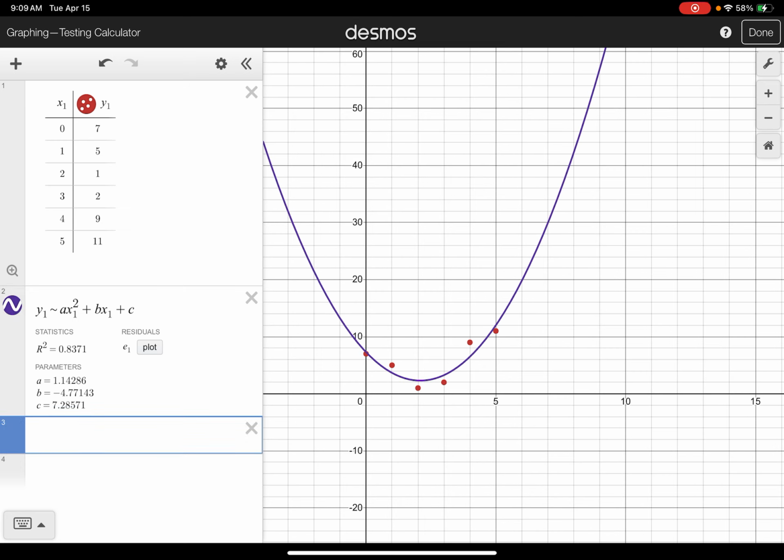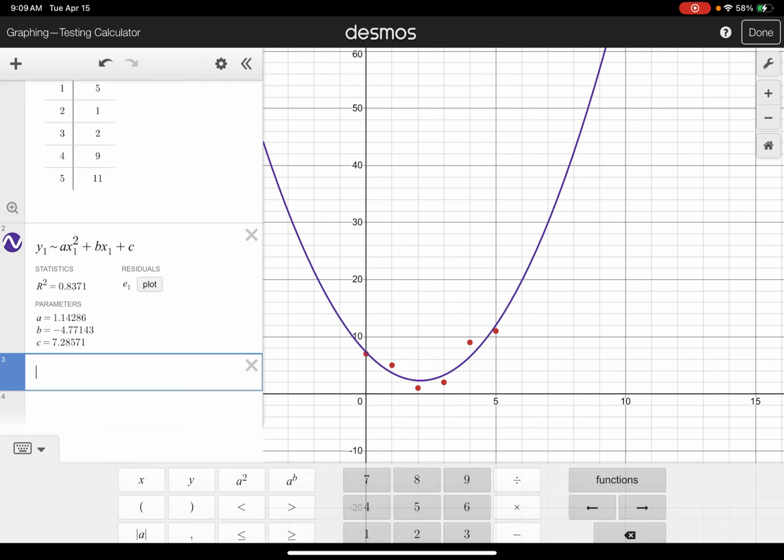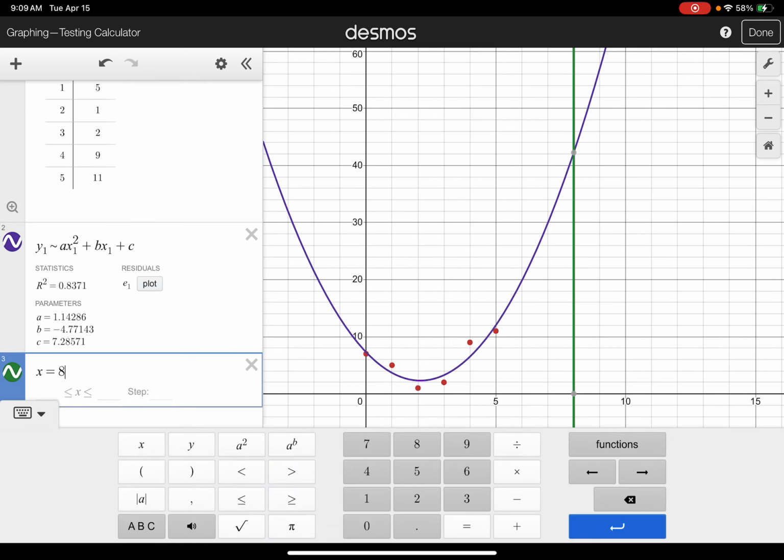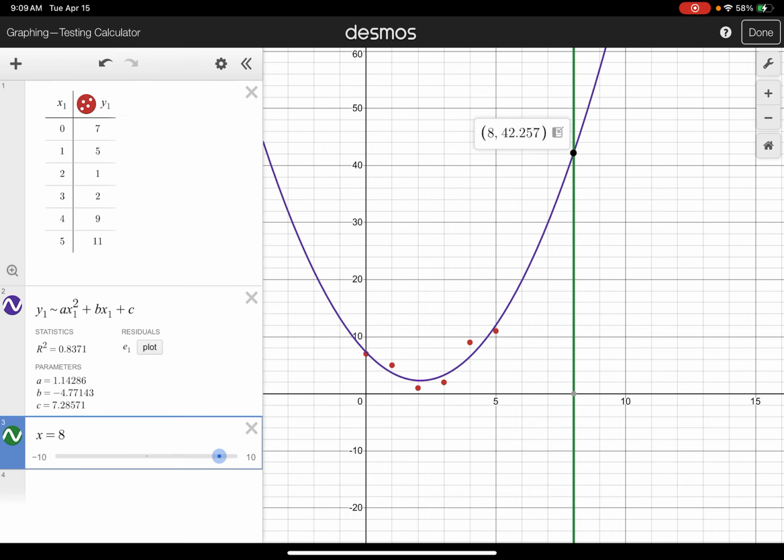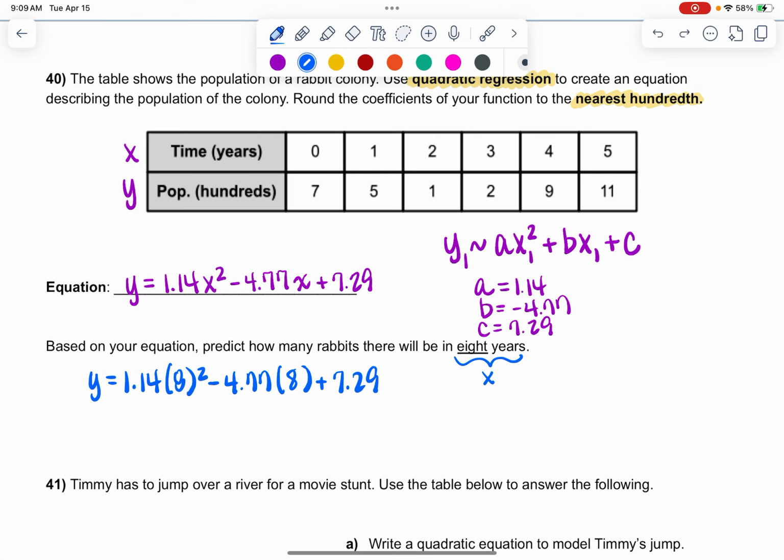Or remember we talked about how you could also type in x equals 8, and it'll put that line there for you, so you can actually just tap the gray dot, because it'll make a gray dot at any intersection, and that way you don't have to do that with your finger. So you also can see you get that 42.257, so that's another option. But either way, you're going to get about 42.